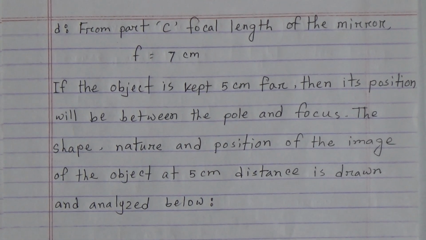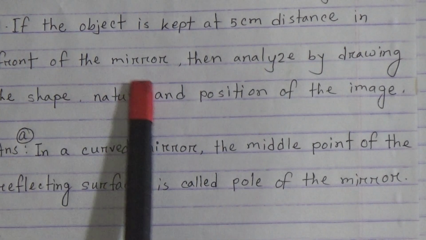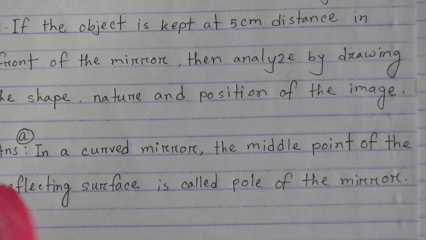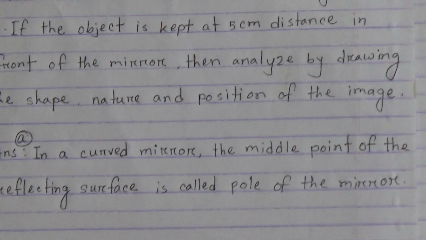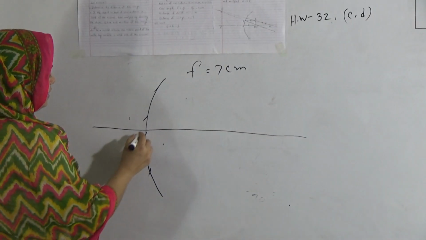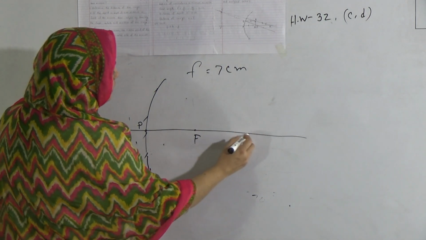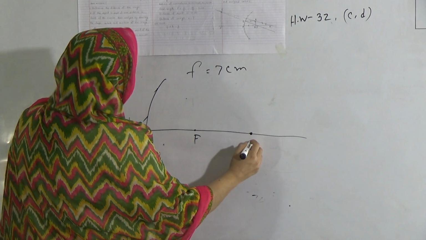So see, at first from part C, the focal length of the mirror f equals 7 cm. According to the question, the object is kept at 5 cm distance in front of the mirror, that means you have to draw a concave mirror at first. Then give a parallel principal axis. This is the pole P. Suppose this one is the focal point F, and this is the center of curvature C.